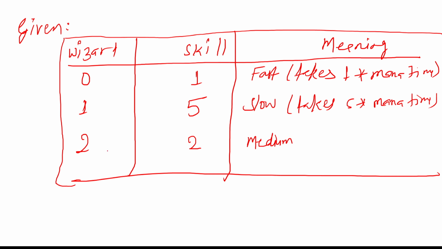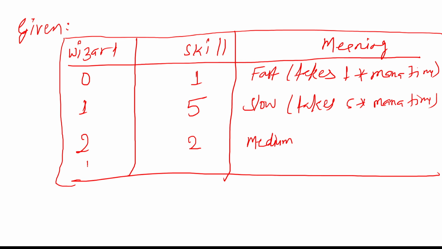So when we talk about what we have been given, these are the wizards and these are the skills. Suppose here we have wizard 3, and here we have 4. So when wizard 3 has 4, then what does it mean? This also comes in the medium, but it's also slow, so we'll say medium slow.